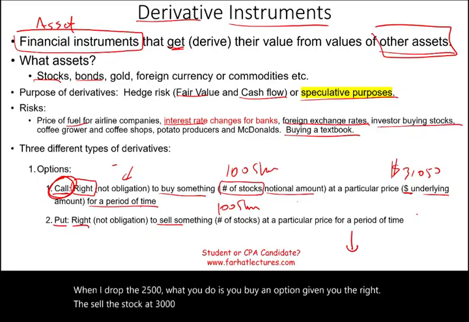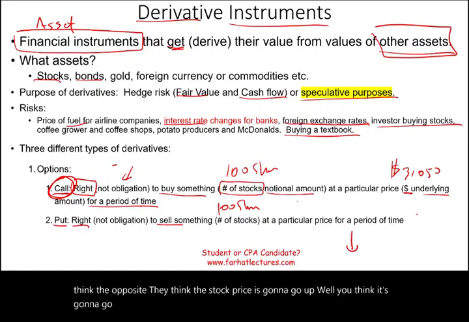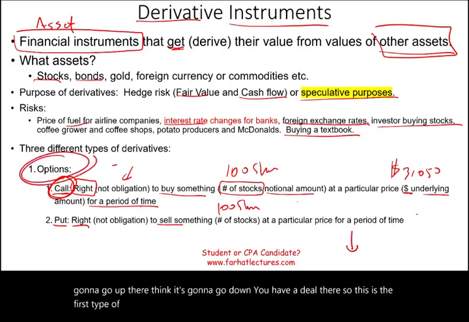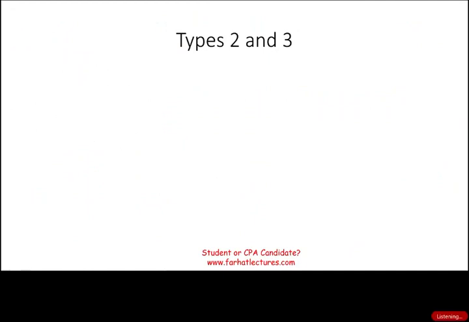Well, why would the other party do that? Because they think the opposite. They think the stock price is going to go up. You think it's going to go down. You have a deal there. So this is the first type of derivatives that you can use. And don't worry, we're going to have a separate recording for options where we do actual accounting, but this is the big picture. Let's look at type 2 and type 3 of derivatives instruments, futures and forward contracts.